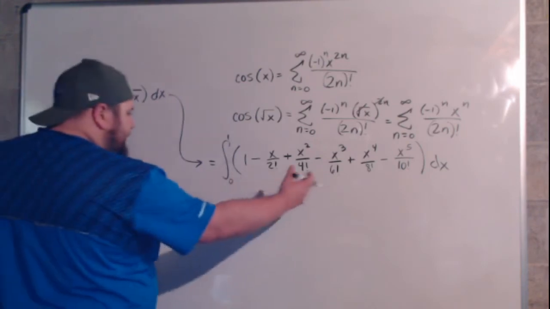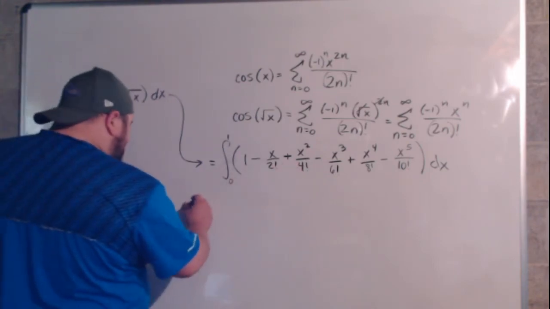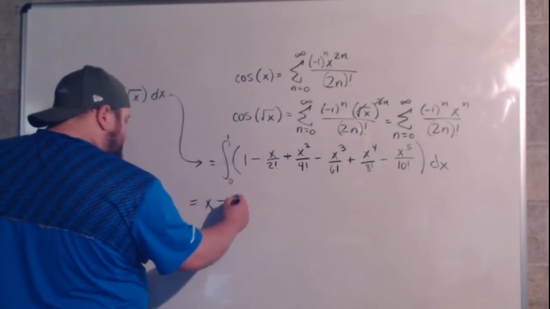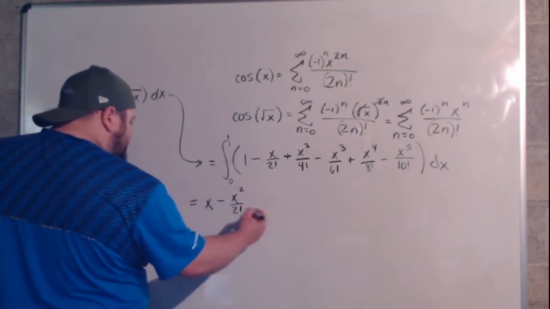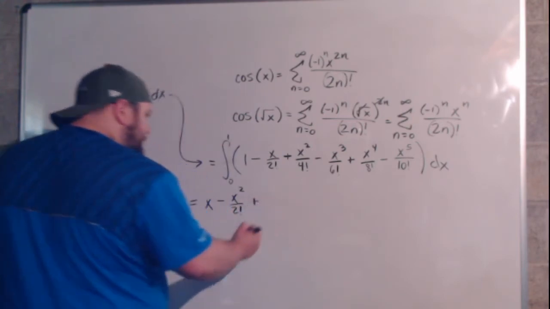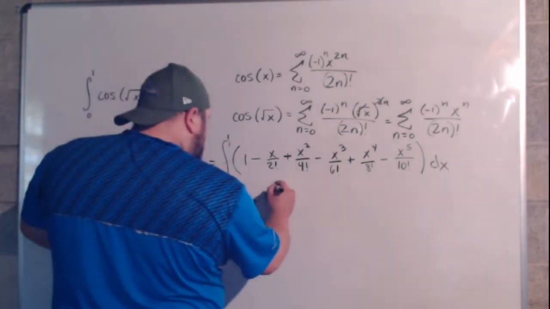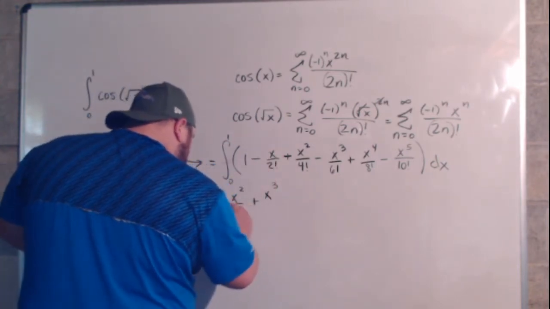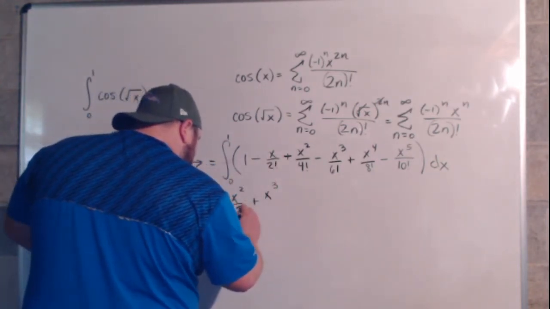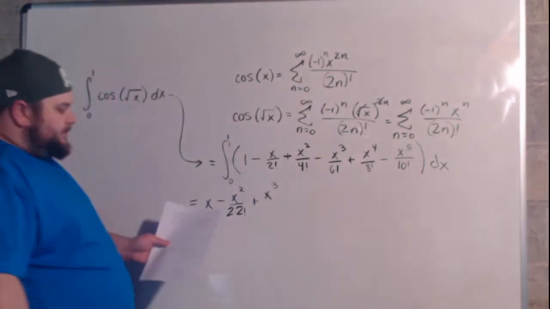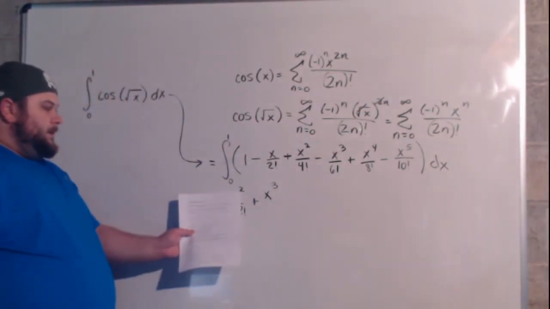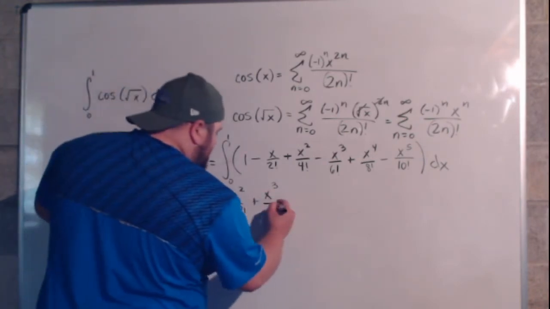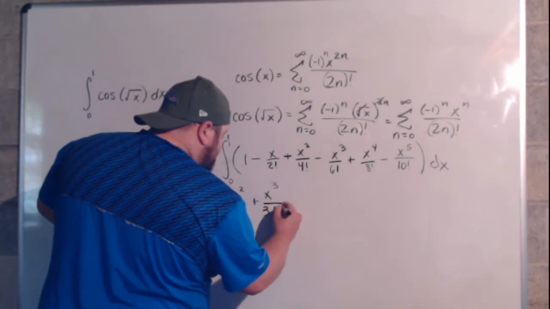And this is great because polynomials are really easy to integrate. So this is going to be x squared over 2 times 2 factorial, right? Because there was already the factorial down there. When I get a 2 up here, I get a 2 on the bottom. So this will be x cubed over 3 times 6 factorial.